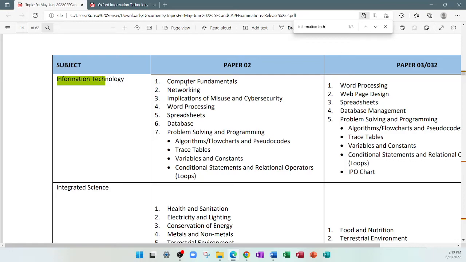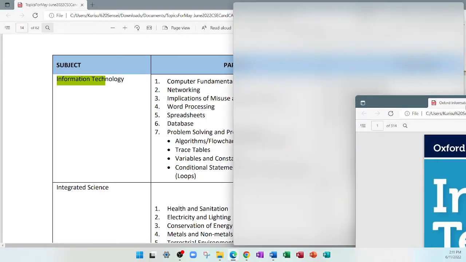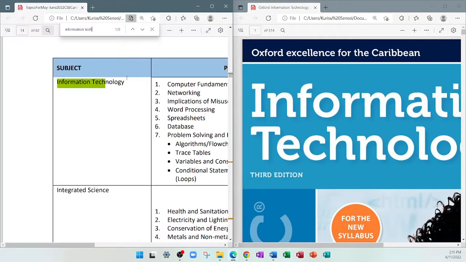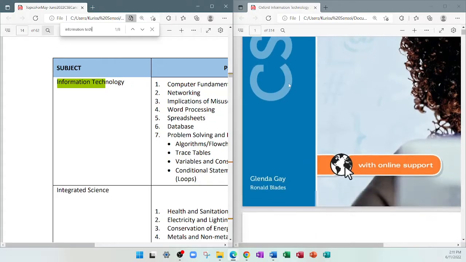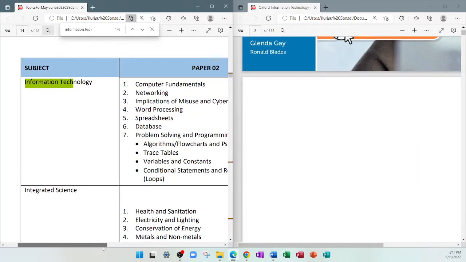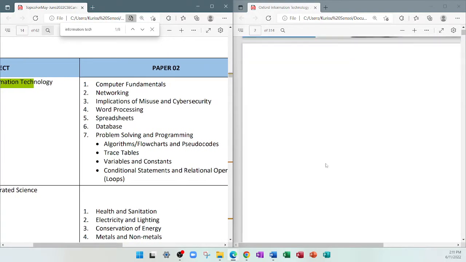Right, so our topics for paper 2 are computer fundamentals, networking, implications of misuse, word processing, spreadsheet, database, problem solving, and programming. If you notice, it's basically all of the main topics that we would have covered throughout IT.